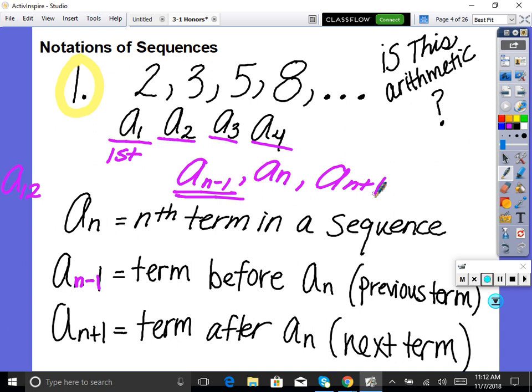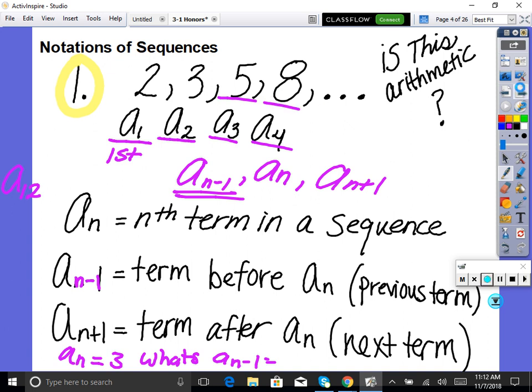So let's test your notation abilities. If I said to you, given a sub n is equal to, looking up here at number 1, 3, what's a sub n minus 1? What would you say? 2, right? That's literally just saying what's the previous term. Do you guys see? I've got 2. Okay, awesome. If I would have said, given a sub n is 5, what's a sub n plus 1? 8. Okay, good. We understand the notation.